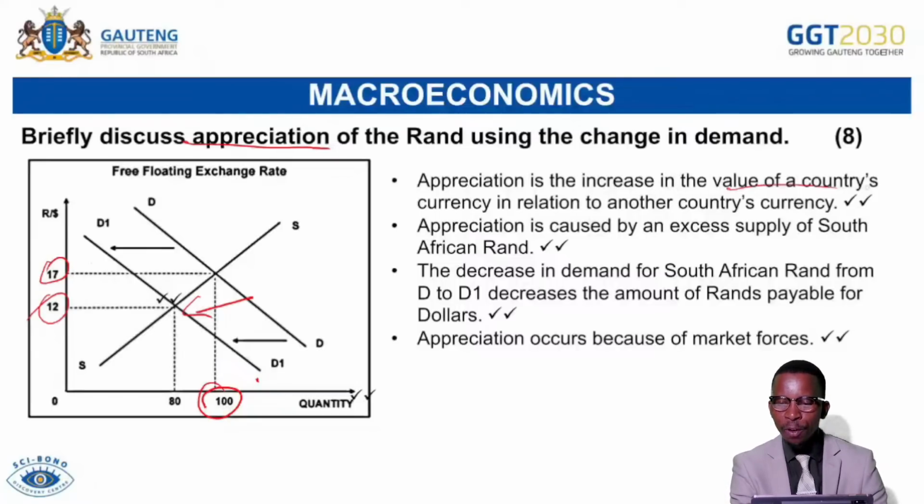Appreciation is the increase in the value of a country's currency in relation to another country's currency due to market forces. Appreciation is caused by the excess supply of South African rand. The decrease in the demand for South African rand from D to D1 decreased the amount of rand payable for US dollars. Appreciation occurs because of market forces.